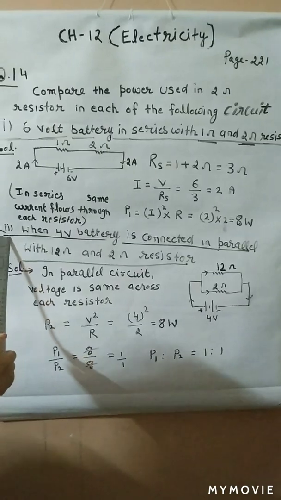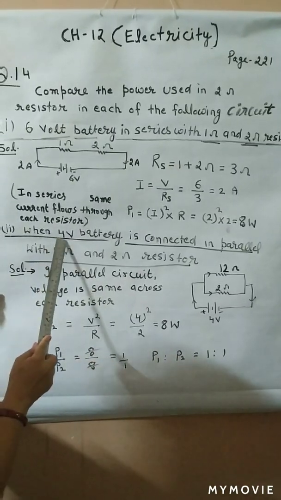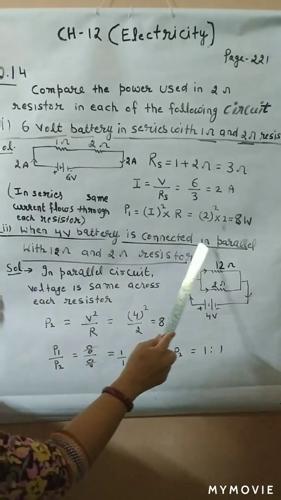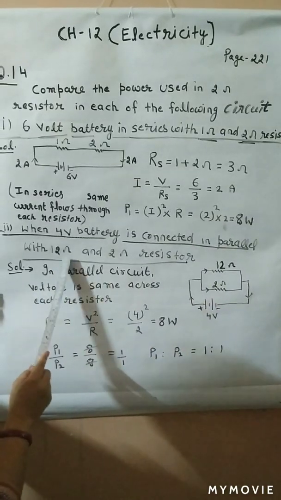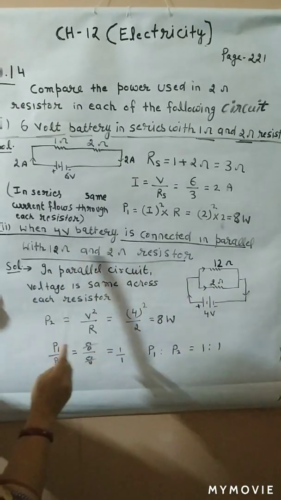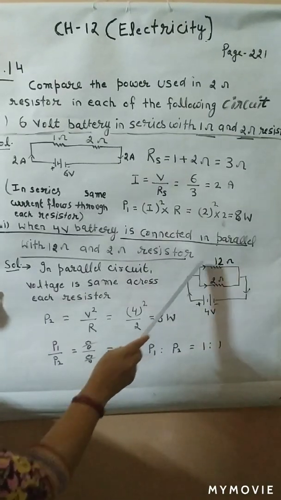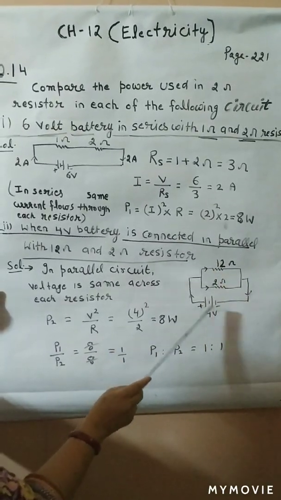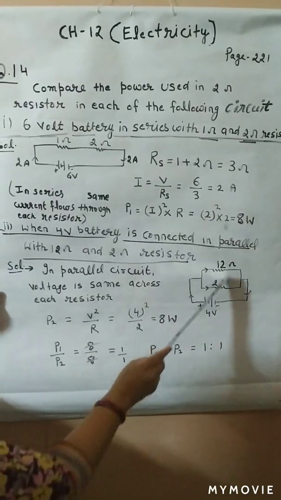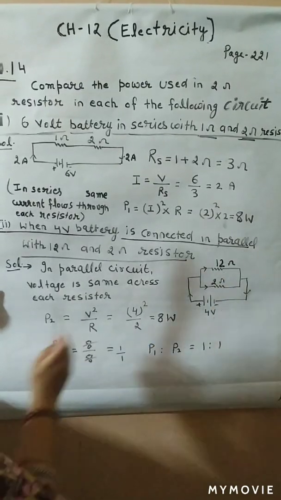Now see the second part. When a 4 volt battery is connected in parallel with 12 ohm and 2 ohm resistors. See this now, the resistors also change. One is 2 ohm and one is 12 ohm. And how are they connected? They are connected with the 4 volt battery, but this time not in series, they are connected in parallel.